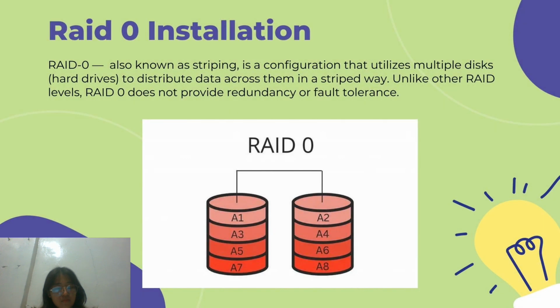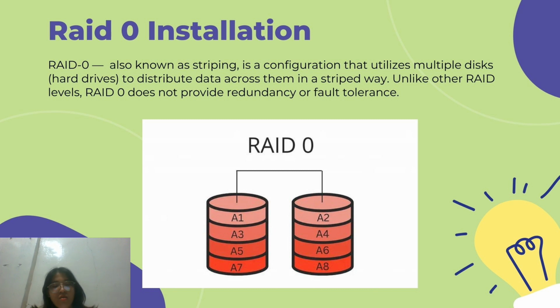RAID 0 provides disk striping without parity information. The data is written by segment across multiple disks sequentially until the array is reached. So, nagpo-provide ito ng greater logical disk capacity na may mas mabilis na access time on RAID.